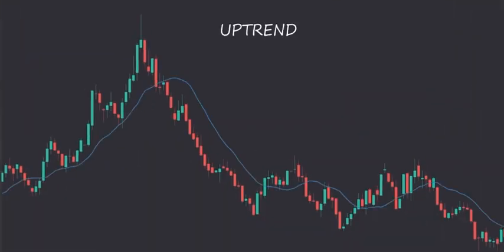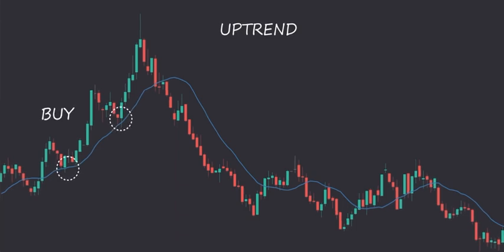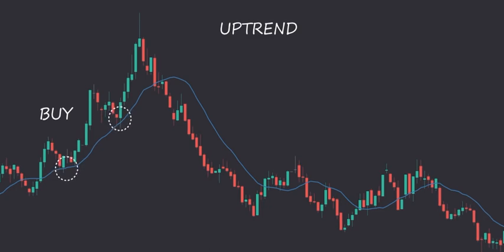In this chart, the price is above the moving average line and acts as support. You could buy and enter a long position when the price pulls back to the moving average line. You could then place your stop loss underneath the moving average.